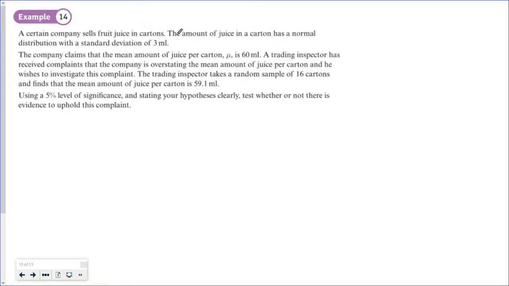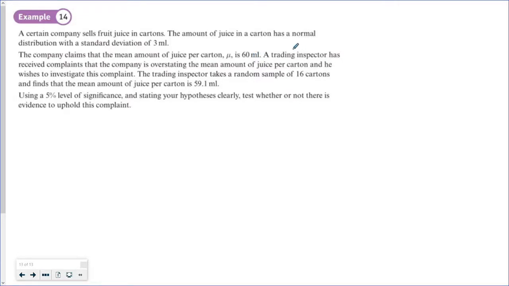So we've got a company and the amount of juice in a carton dispensed by this machine is normally distributed, and we know that the standard deviation is 3 millilitres, but we're not told what the mean is. Well, the company claims that the mean amount of juice per carton is 60. So the company claims that the machine is set up so that the mean is 60.